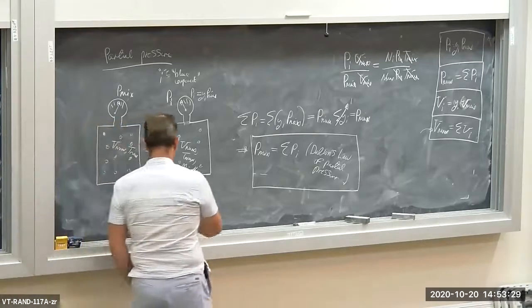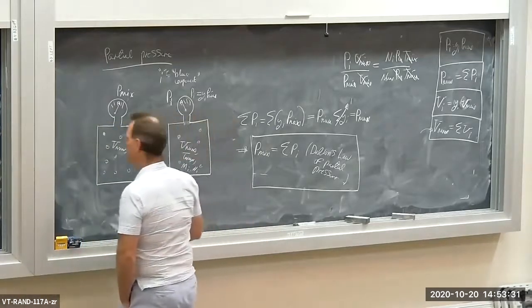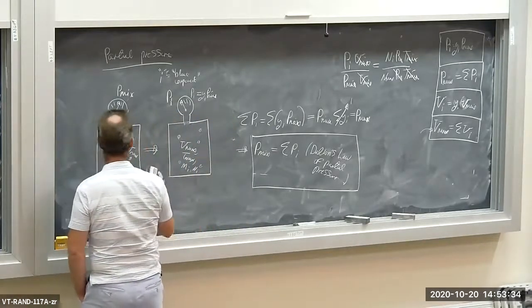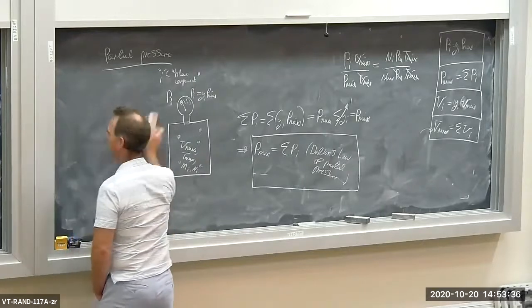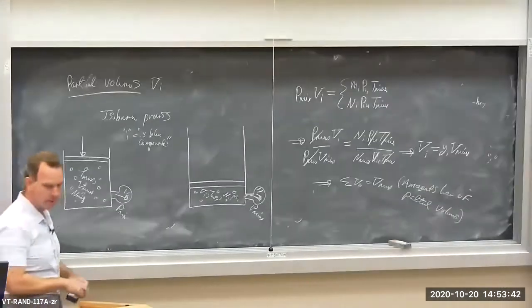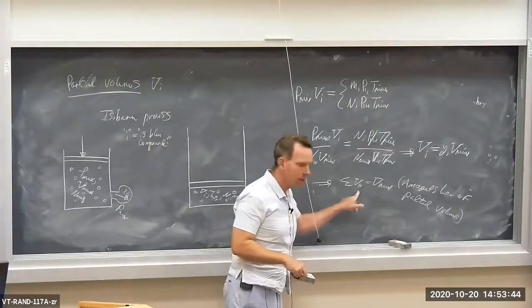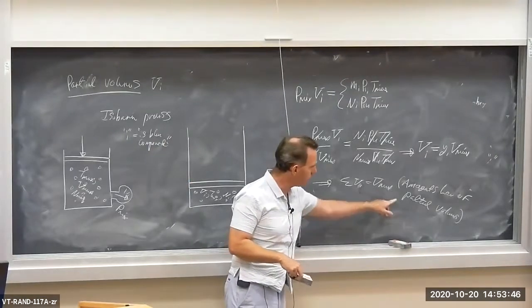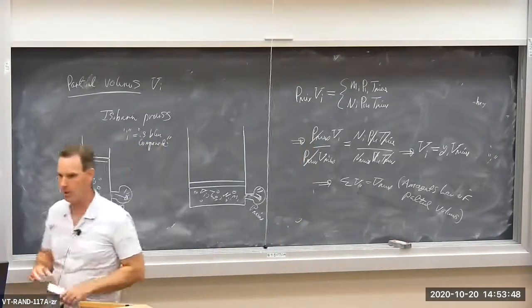Now let's talk just a little bit more about the mixture and what all these laws imply. The sum of the partial volumes is equal to the volume of the mixture, Amagat's law.